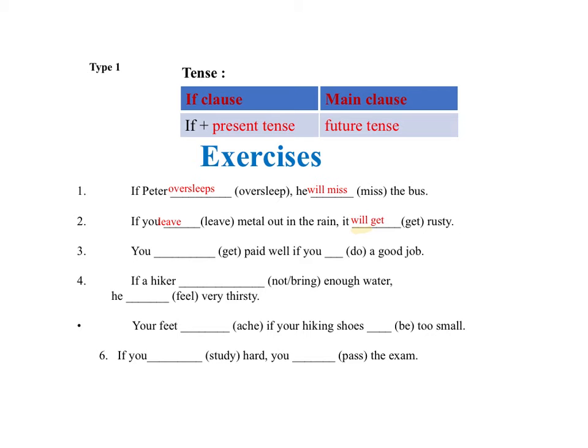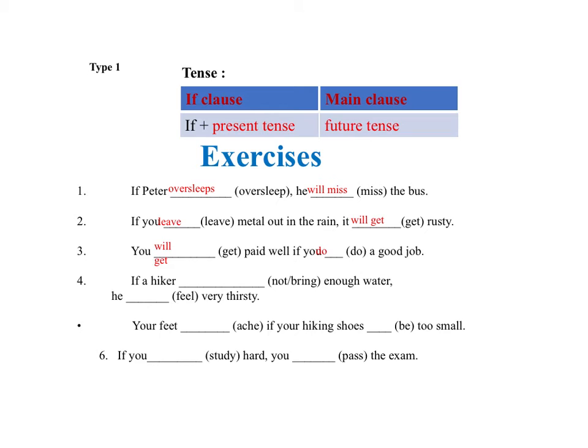Okay, next we have you get paid well if you do a good job. Well, we've reversed it here, so we have the main clause first, so it becomes what? Well, it becomes you will get paid well. So yeah, we've got you will get paid well, and then the present tense, so we have do a good job. It's present tense, so it stays the same, okay?